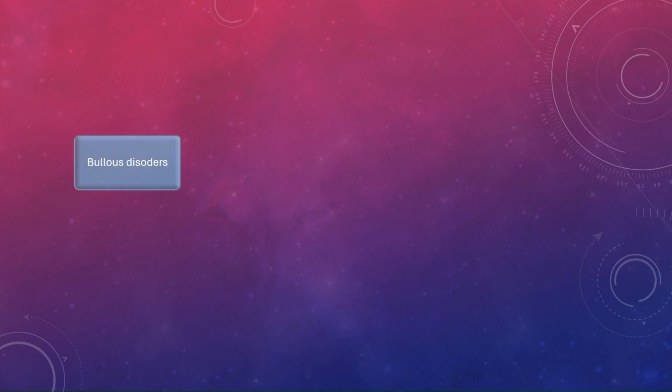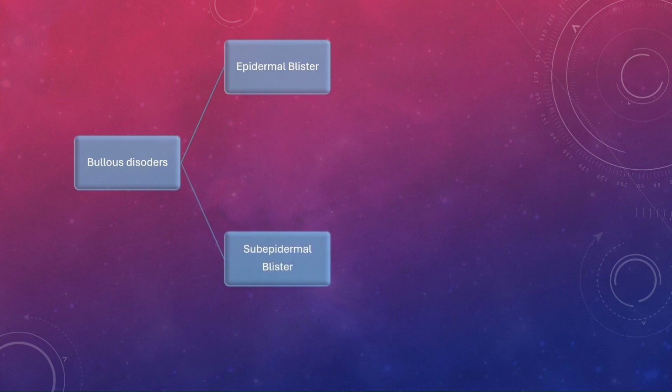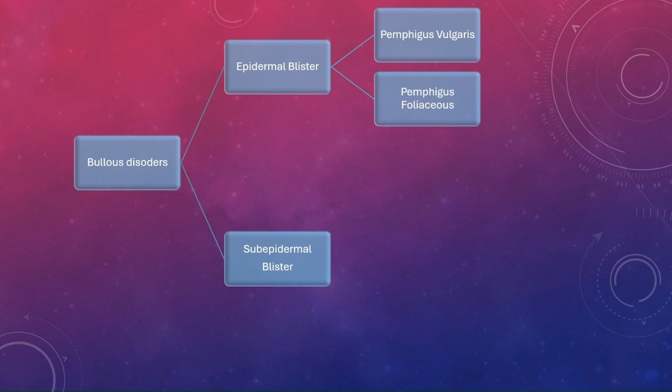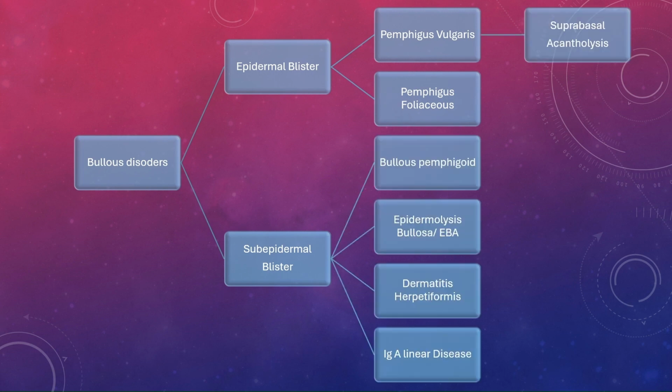So let's see the classification. The bullous disorders are of two types, one having epidermal blister and second having a subepidermal blister. The epidermal blister diseases are Pemphigus vulgaris and Pemphigus foliaceous. In Pemphigus vulgaris, there is a suprabasal acantholysis.